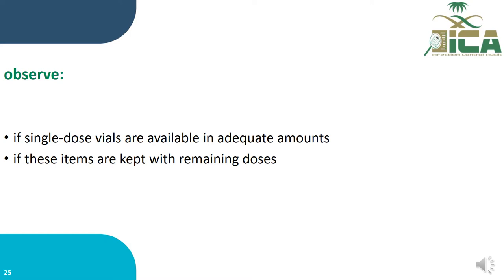And you can also observe and check whether any item is kept with a remaining dose. You can check single dose vials or single dose ampoules, because a single dose vial should not be kept open with any remaining dose, whether or not there is a label, or whether it is for the same patient or not. It should be discarded immediately after use.